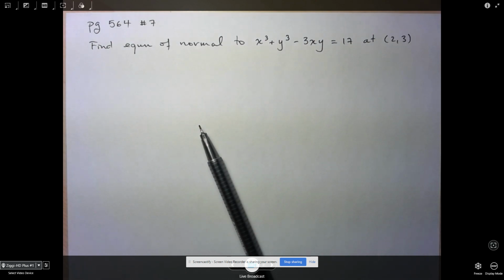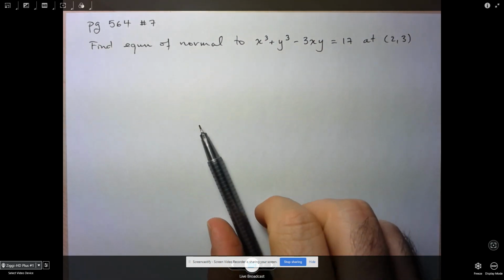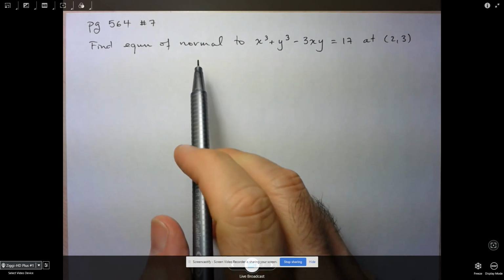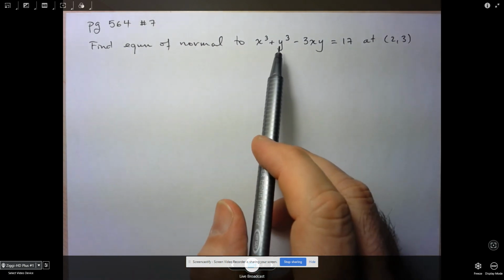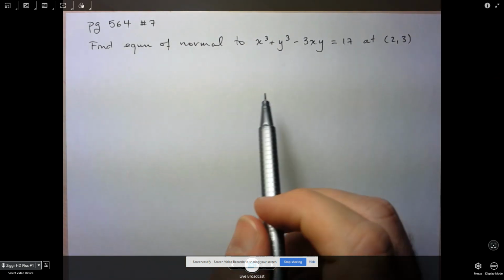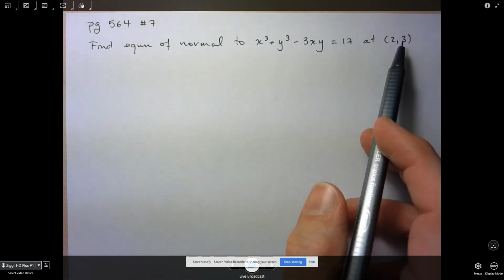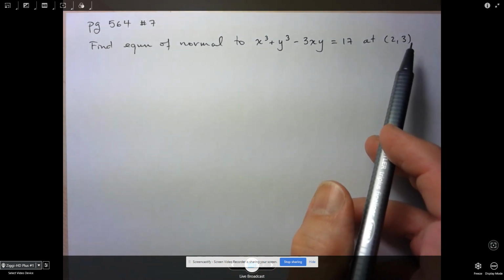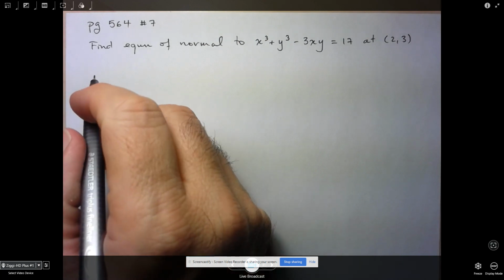Hi folks, we're going to take a look at page 564, number 7. So they're asking us for the equation of the normal to this curve, which is likely a relation, at the point (2, 3). So let's just recall what the normal to a curve is, and it is related to the tangent.